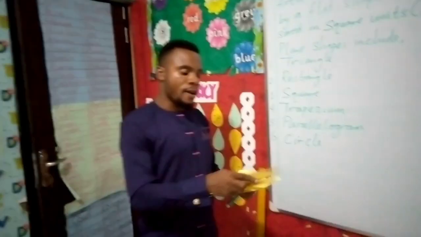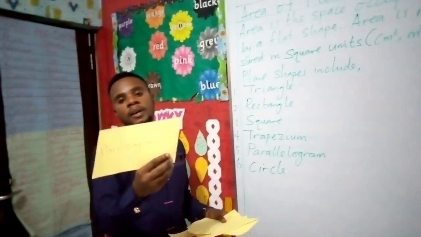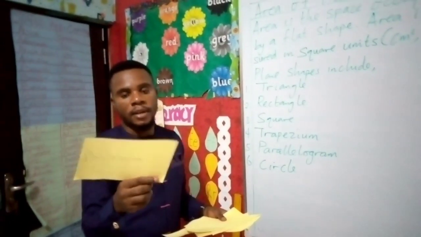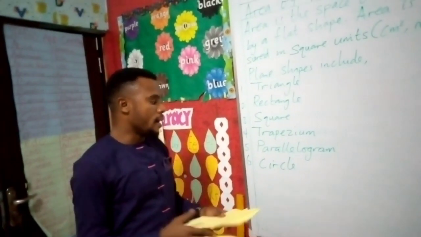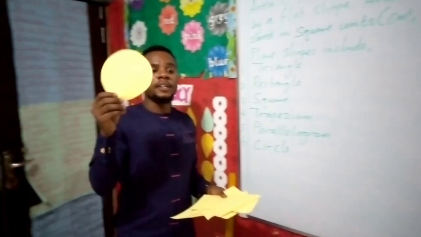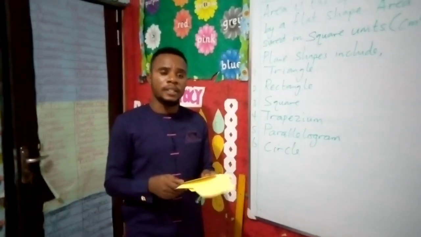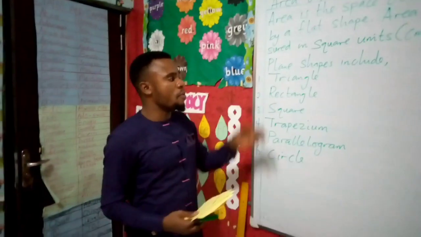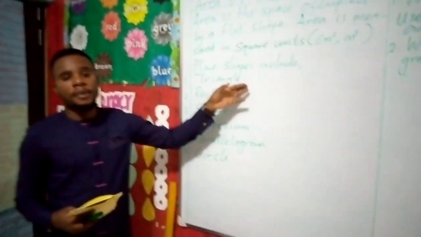Now, we have the parallelogram, which has a property similar to the rectangle. Opposite sides are equal also, and it has four corners and four sides. And the last but not least is the circle, which is round in shape, and they are all 2D shapes because they are not solid. Now, remember that we treated some of these and we wrote out their area.